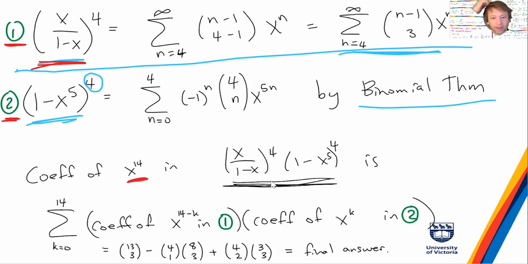This is using something we derived last time, but also if you just think about it, it's kind of clear, right? If I want to make a 14 in the exponent, I have to take something like x to the 14 minus k from here, and I have to take x to the k from here and put them together. So it's the coefficient of x to the 14 minus k times the coefficient of x to the k, and then you add that up over all values of k.